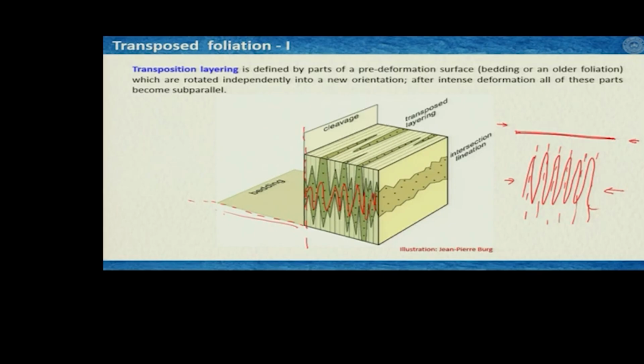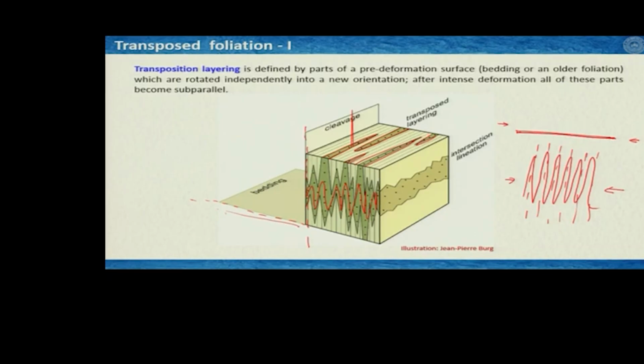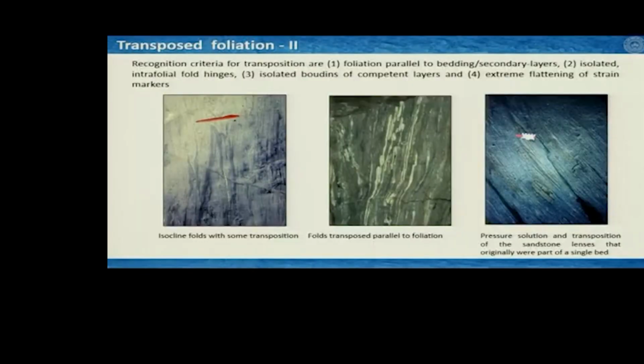These are tightly folded, and on this side if we cut it along the bedding planes, we see that the traces of this are something like this. So, they become so tight, sometimes they are isolated, and they actually also are parallel to the foliation. So, they transpose themselves to the secondary foliation planes, and these are known as transposed foliation. So, here are some examples, as you can see here. It mostly happens when the fold is very tight.